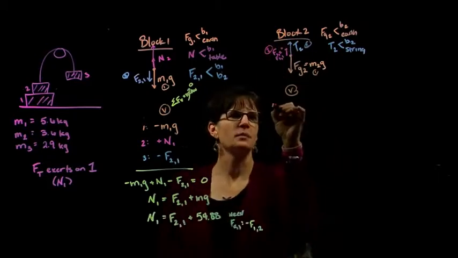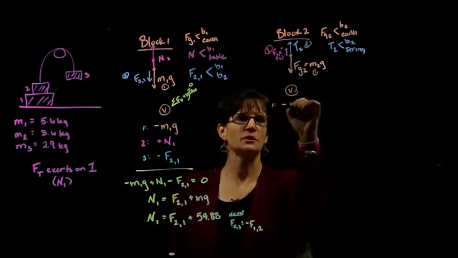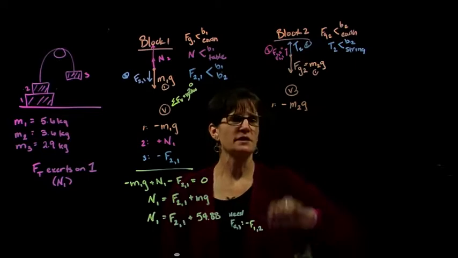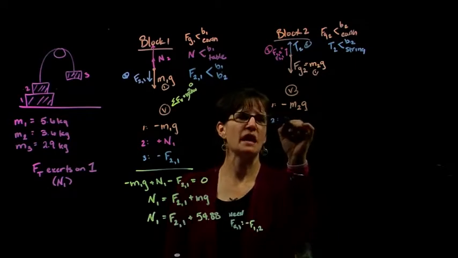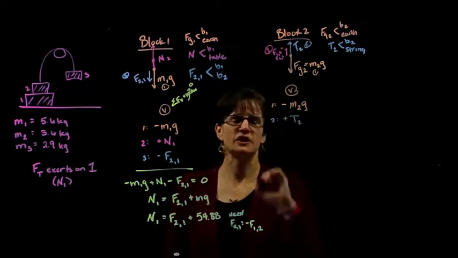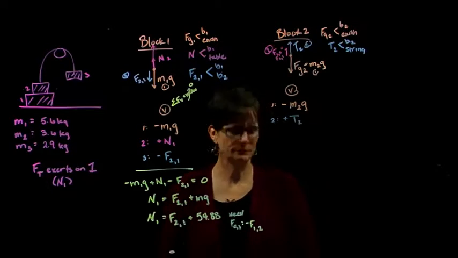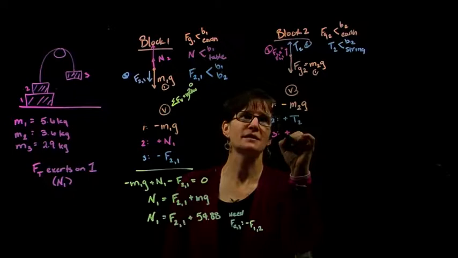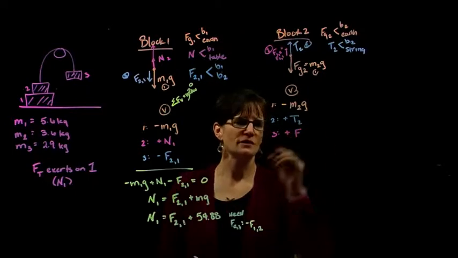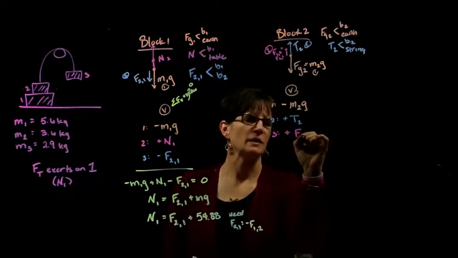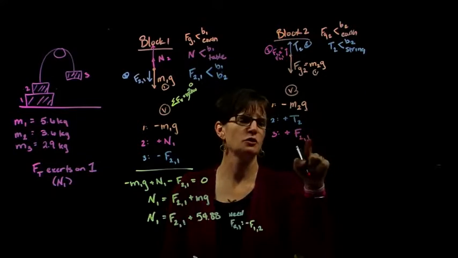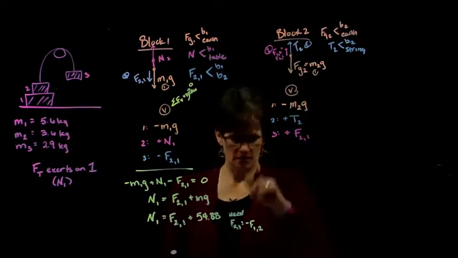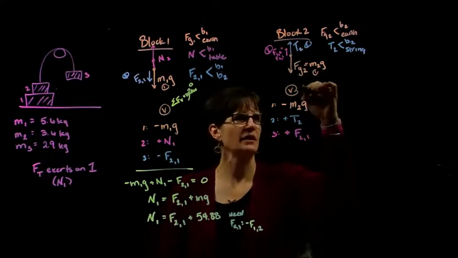And force number 1, well, that's the downward direction, mass 2 times g. Force number 2, well, that's in the positive direction, the tension on block 2. And force number 3, well, that's in the positive direction, the force interaction between 1 and 2. And I'm going to put 2, 1 because that's what I knew I needed here. All right, so let's look at that sum.